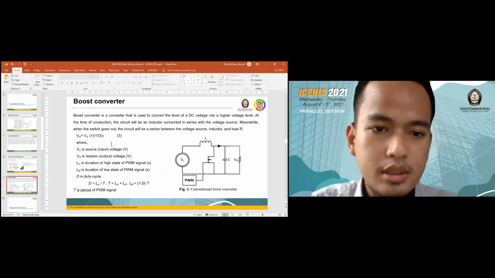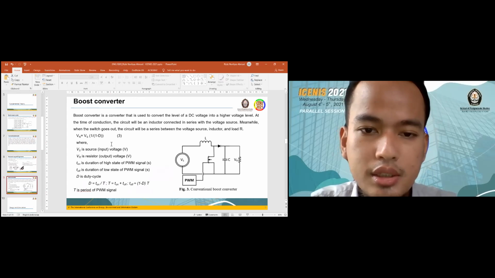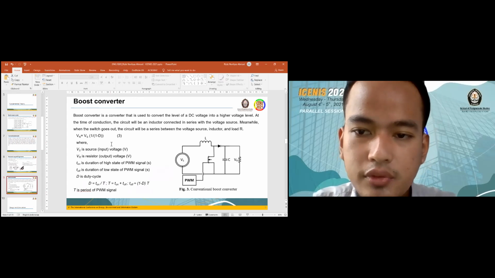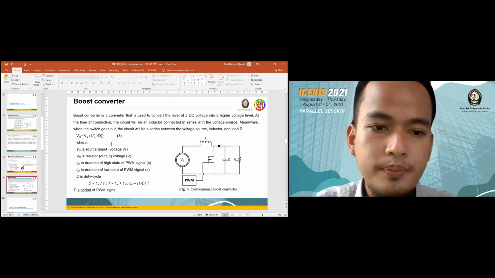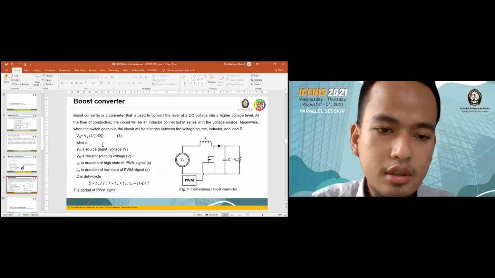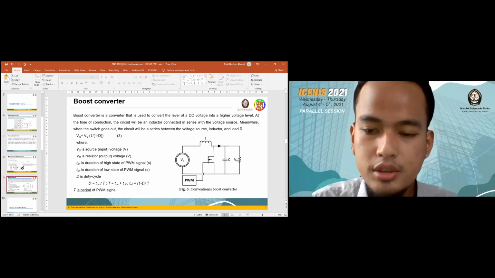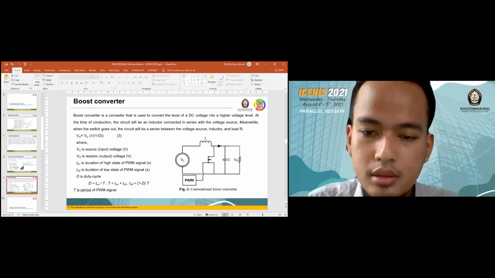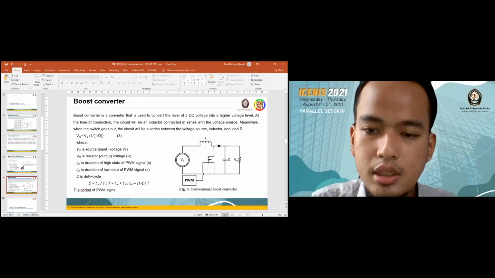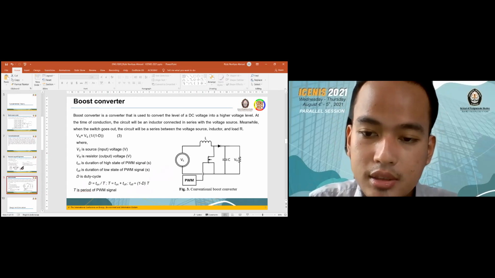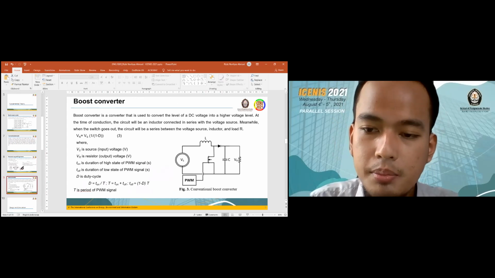Then boost converter. A boost converter is a converter that is used to convert the level of DC voltage into a higher voltage level. And this is the equation of the boost converter. And in figure 3, we can see the conventional boost converter topology. This consists of a source, inductor, MOSFET as a switch, and diode.